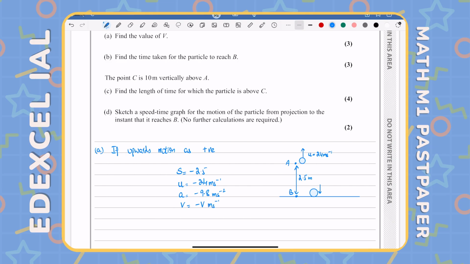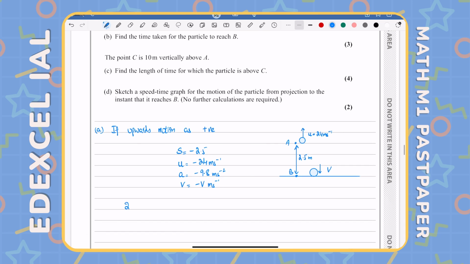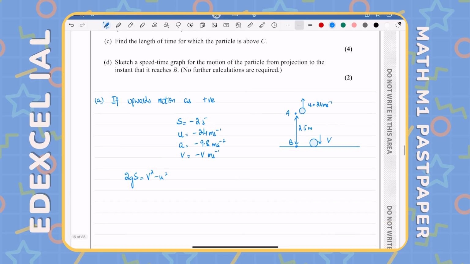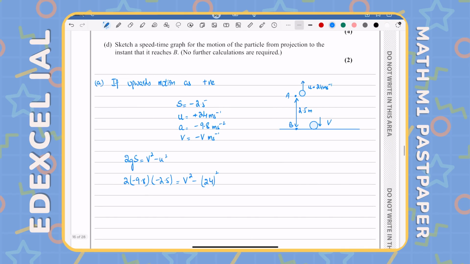Although this minus sign will eventually become irrelevant, just for your understanding, because we have taken upward as positive, the final velocity will be negative, but we will take it as positive. Why? Because the question has asked us to give the speed. Now the formula that we're going to use is 2gs equals v squared minus u squared. And now you can see why the minus sign is kind of irrelevant. So 2 into minus 9.8 into minus 2.5 equals v squared minus 24 squared. I don't know why I took this as minus, this is going to be positive 24. So 24 squared. Now let's work this out.